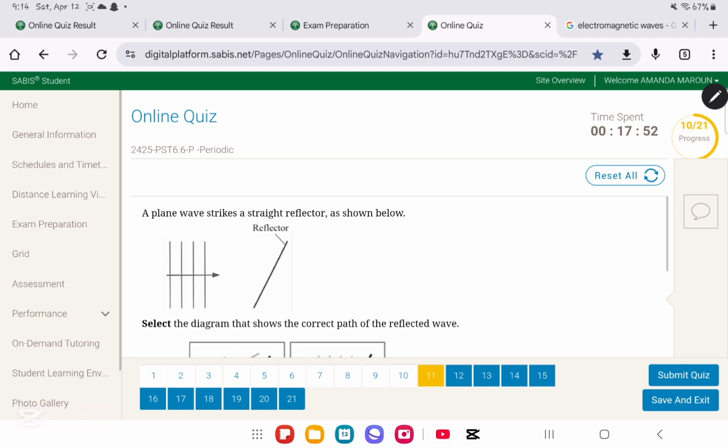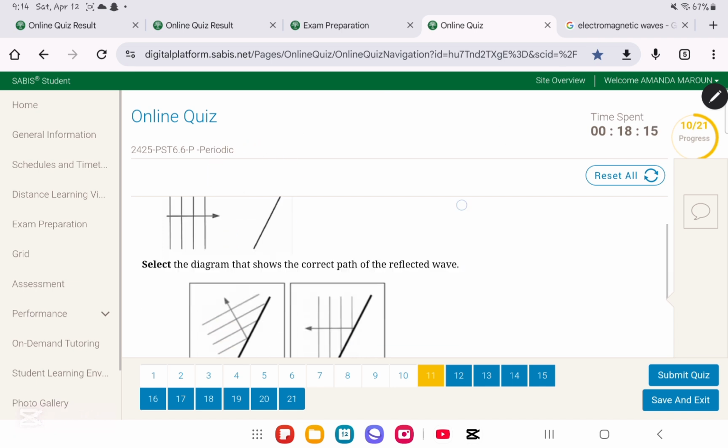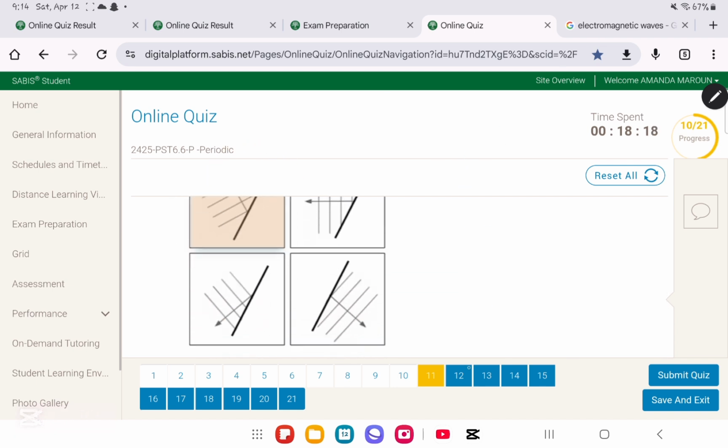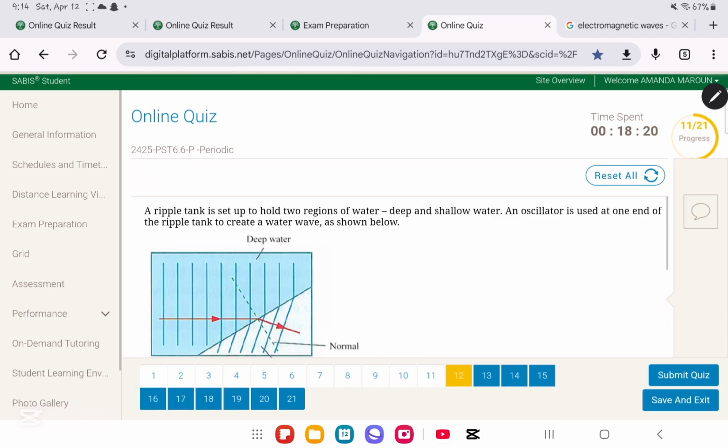They told us a plane wave strikes a straight reflector as shown below. Select the diagram that shows the correct path of the reflected wave. You will see that it will go like this, and you will draw first of all the normal. The normal will look something like this. Based on the reflection rule, you will have that the angle will be something like this. And do not forget also about the waves. So it will have to look something like this. Which one is it? It's definitely this one over here. We'll move on to question number 12.